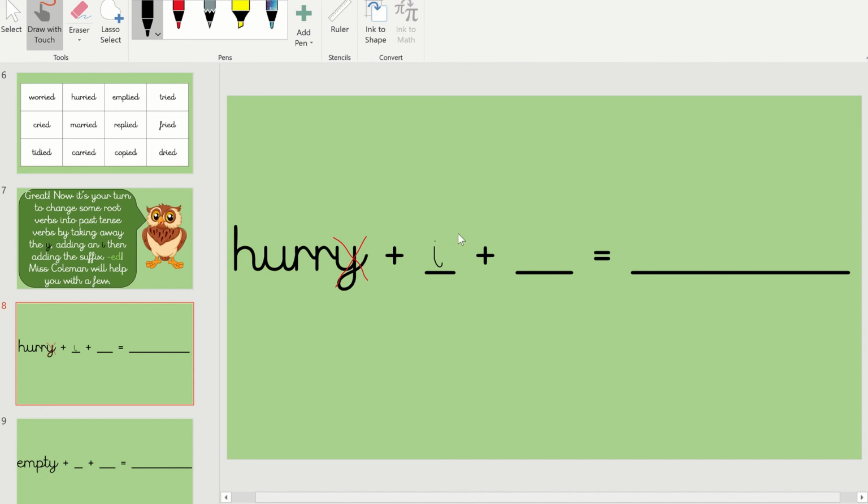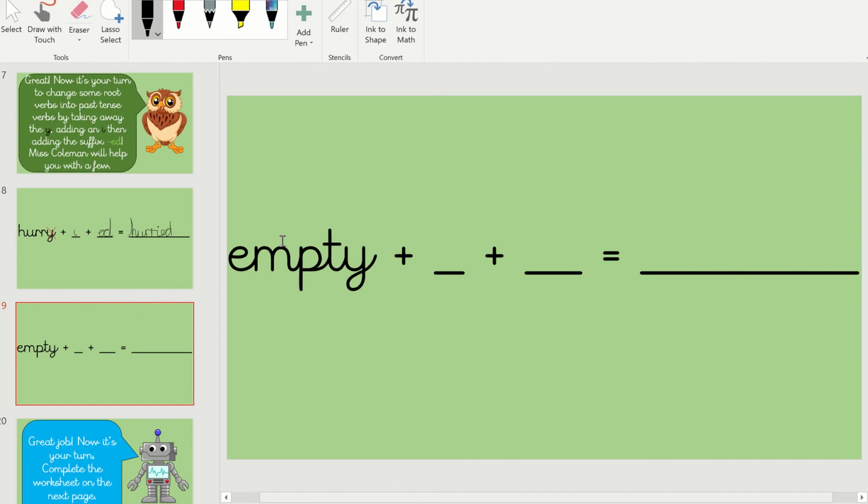Brilliant. Okay. And then add the ed. And then write it correctly at the end. So change the Y to an I and added the E and the D. Okay? Right. Let's have a go at the next one before it's your turn to have a go. Right. So this one is the word. You got it. It's the word empty.